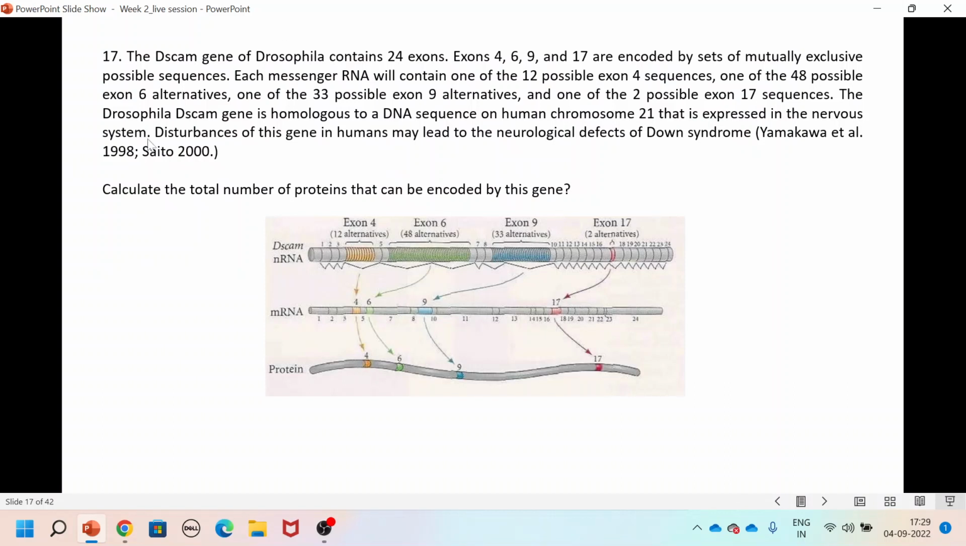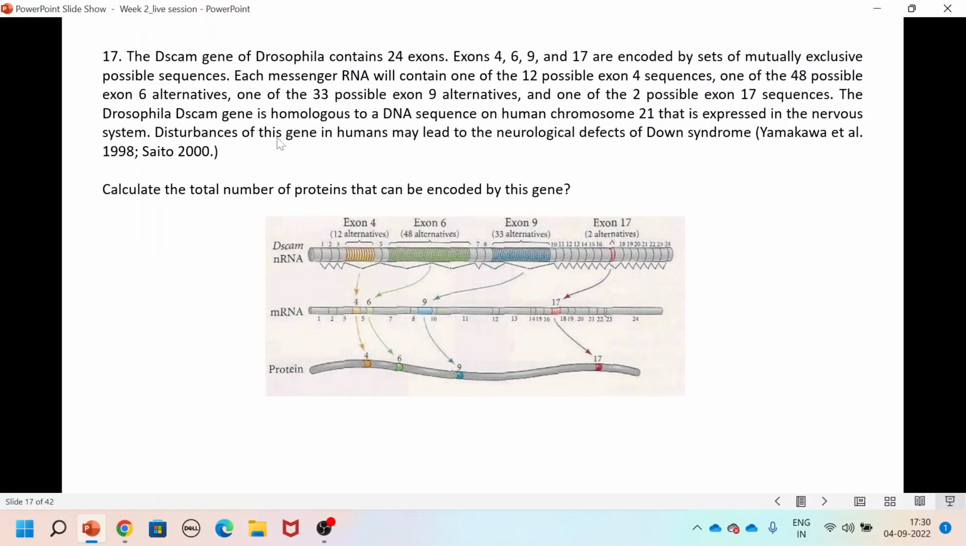The next question is based on a calculation. So this is the DSCAM gene of Drosophila that contains 24 exons. Out of these 24 exons, exon 4, 6, 9, and 17 are encoded by a set of mutually exclusive possible sequences. Each messenger RNA will contain one of the 12 possible exon 4 sequences. Similarly, one of the 48 possible exon 6 alternatives, one of the 33 possible exon 9 alternatives, and one of the 2 possible exon 17 sequences.